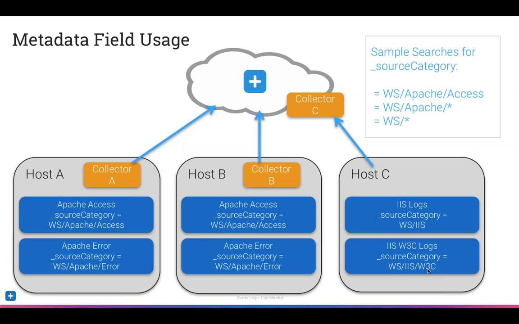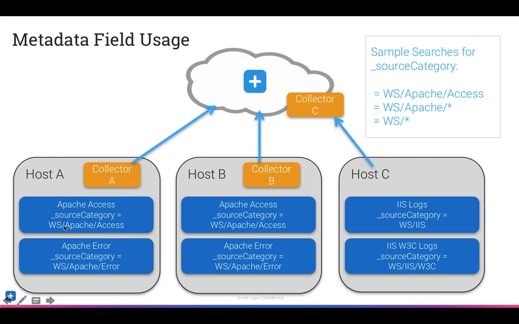Let me show you some examples with these sample searches in the top right-hand corner. If I run a search that says source category equals WS Apache Access, this allows me to search data coming from this source, and data coming from this source. Notice I did not have to say where collector equals host A and collector equals host B. I'm really able to skip all that and say, just give me anything that is WS Apache Access, and I can search across hosts, I can search across log files, I can search across even production and dev environments if I wanted to.